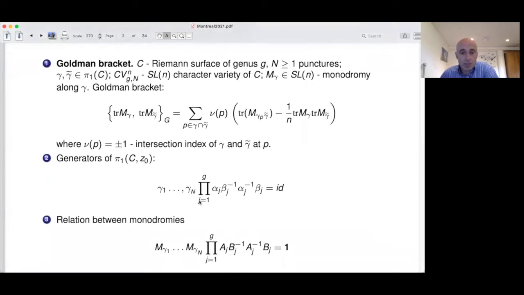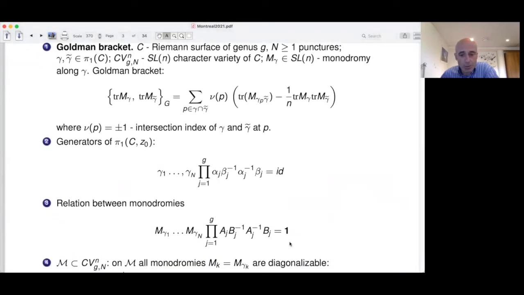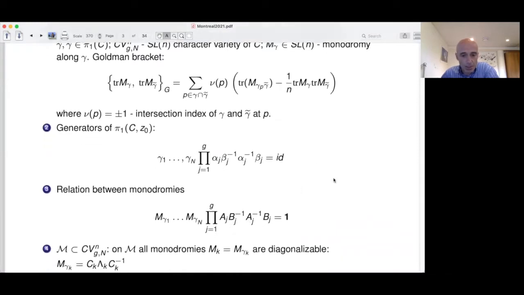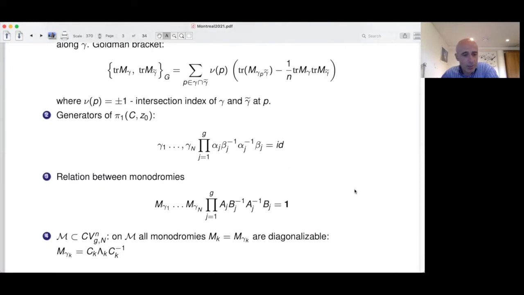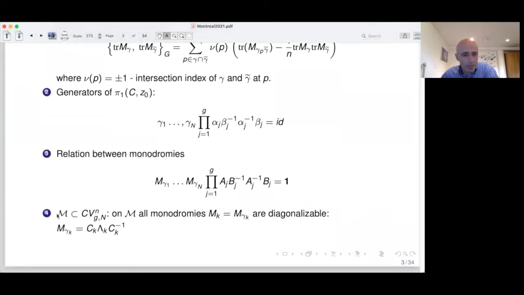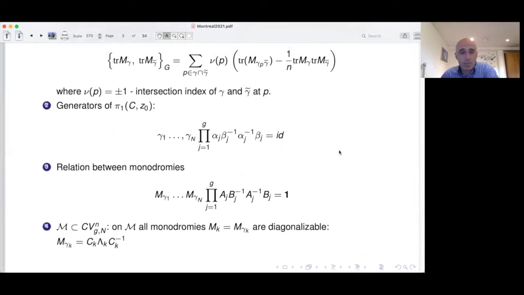Okay, so let's choose some standard set of generators. Here is a little bit non-canonical choice of alpha, beta generators, but there is some technical reason for that. That implies the corresponding relation between monodromies, because we assume that the monodromy map is a homomorphism of pi_1 to SL(N). And we are going to look at the submanifold of the character variety where all monodromies are diagonalizable. So this is the Poisson bracket. The first question is, okay, great, the Poisson bracket is here. Where is the symplectic form?